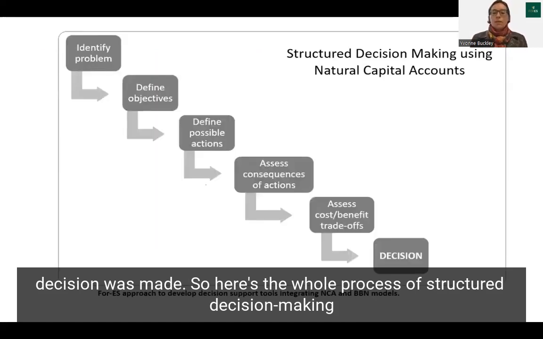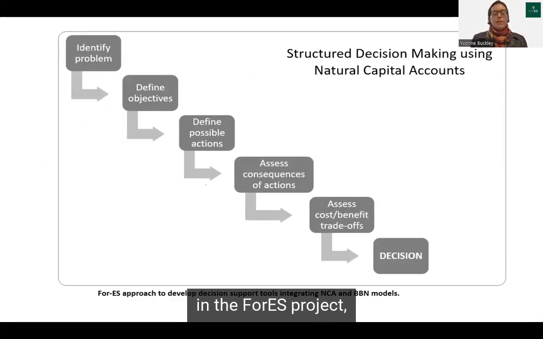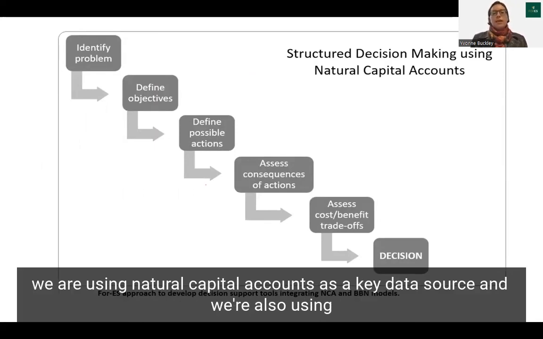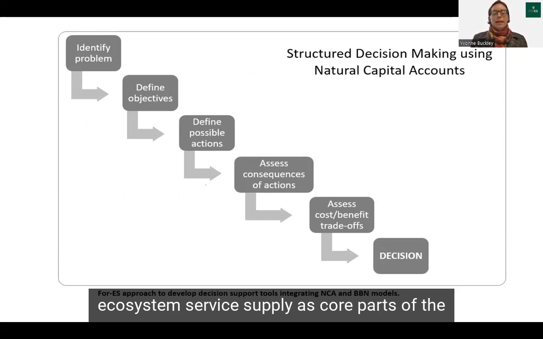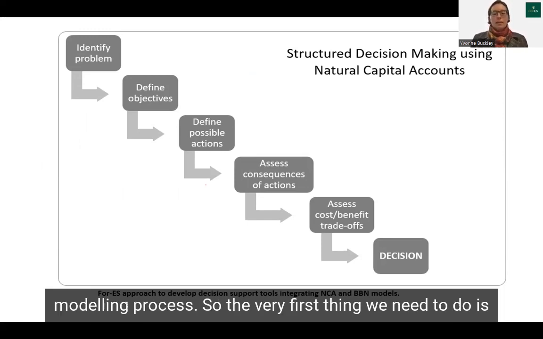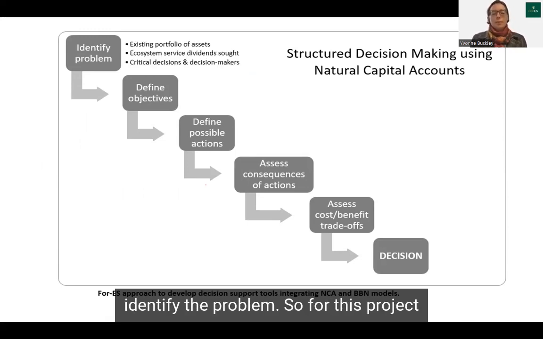So here's the whole process of structured decision-making. In the ForES project, we are using natural capital accounts as a key data source, and we're also using a Bayesian belief model of the connection between natural capital accounts and ecosystem service supply as core parts of the modeling process. So the very first thing we need to do is identify the problem.